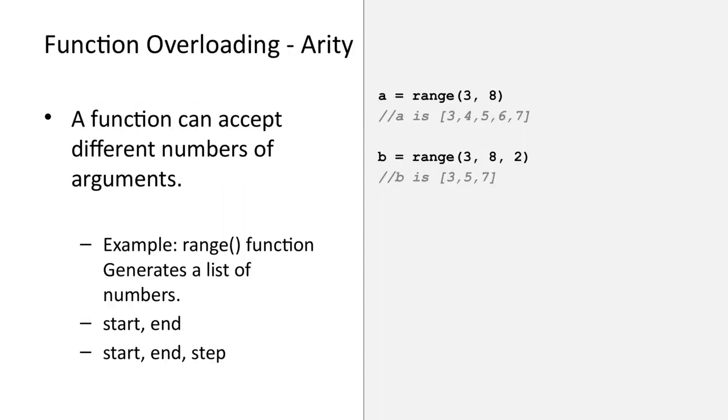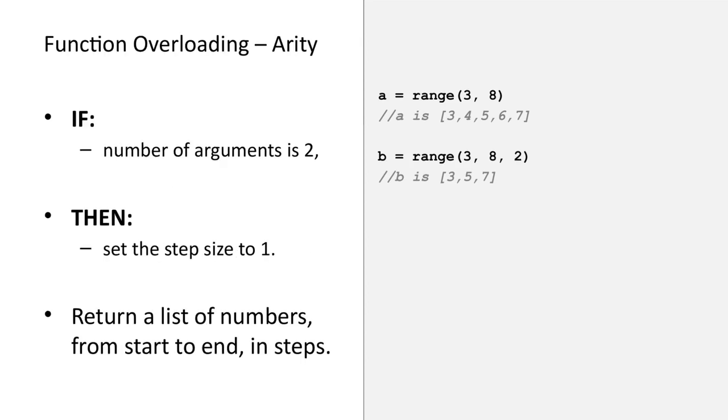The first type of function overloading is with arity. Arity refers to the number of arguments that a function expects to receive. In the example, we look at the function called range. It generates a range of numbers. It can accept either 2 or 3 input arguments. If you give the function 2 arguments, then it will generate a range of numbers with a step size of 1. If you give the function 3 input arguments, then the third argument controls the step size.